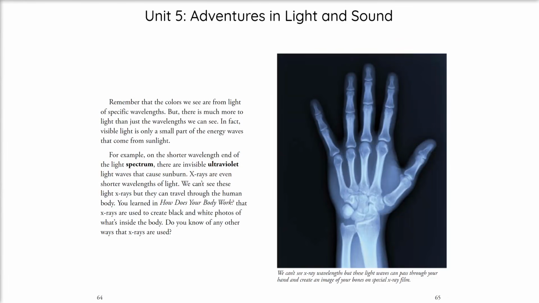Remember that the colors we see are from light of specific wavelengths. But there is much more to light than just the wavelengths we can see. In fact, visible light is only a small part of the energy waves that come from sunlight. For example, on the shorter wavelength end of the light spectrum, there are invisible ultraviolet light waves that cause sunburn.